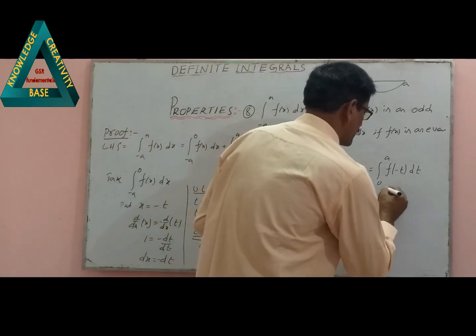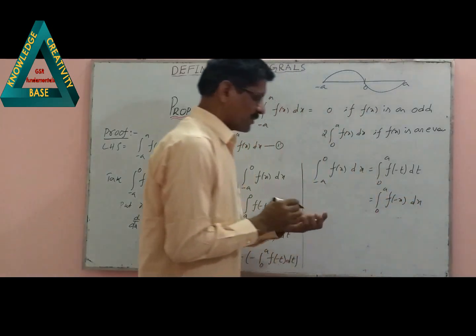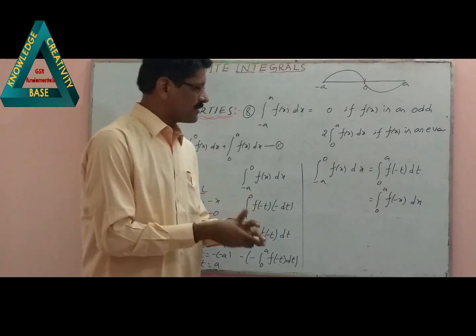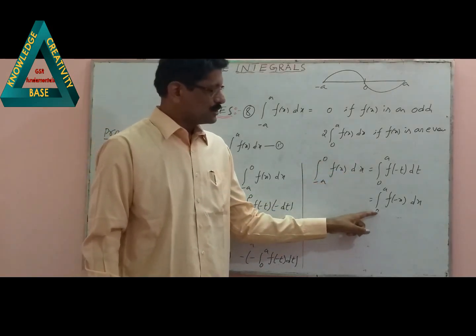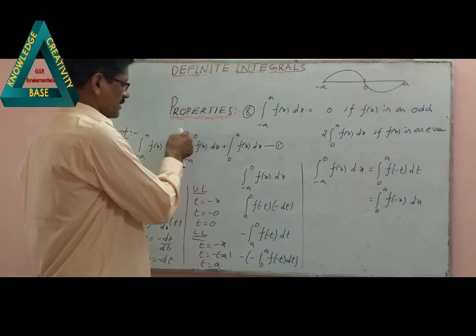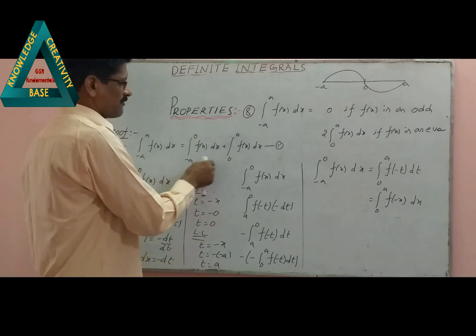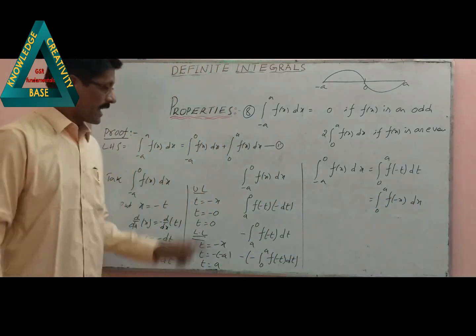Integral 0 to a f of minus x dx. So, the definite integral value of integral minus a to a f of x dx is equal to integral 0 to a f of minus x dx. So, the value of this first definite integral is integral 0 to a f of minus x dx. అలా ఎలా ఎవాల్యుయేట్ చేసాం?